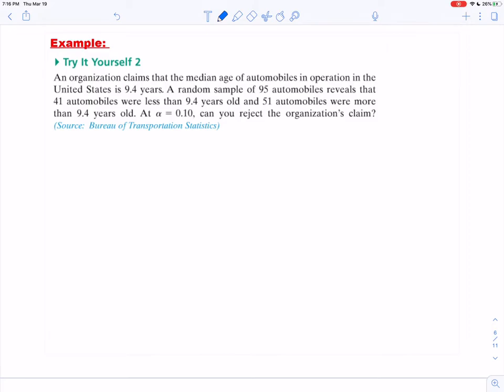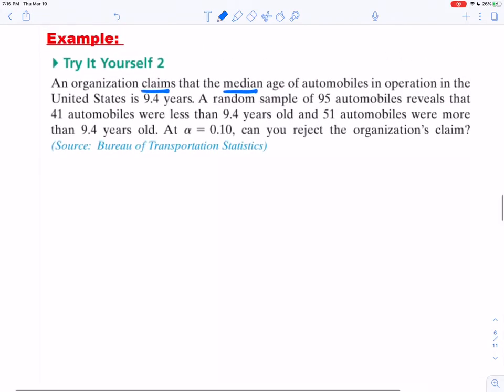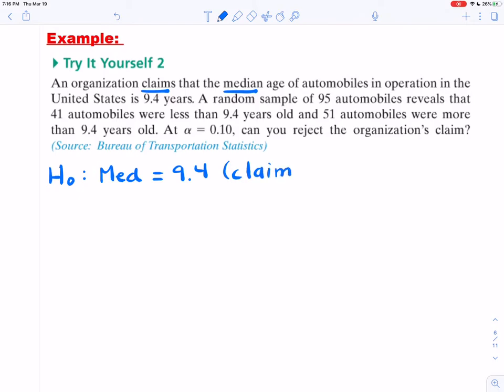So starting out, I'm going to define my claim. Here, I'm looking at a claim about the median value. Specifically, we're claiming that the median is 9.4 years. So pretty straightforward setup. The null hypothesis contains equality. It will state that the median is 9.4 years. That will be our claim. And the alternative hypothesis will be the opposite, that the median is not 9.4 years.